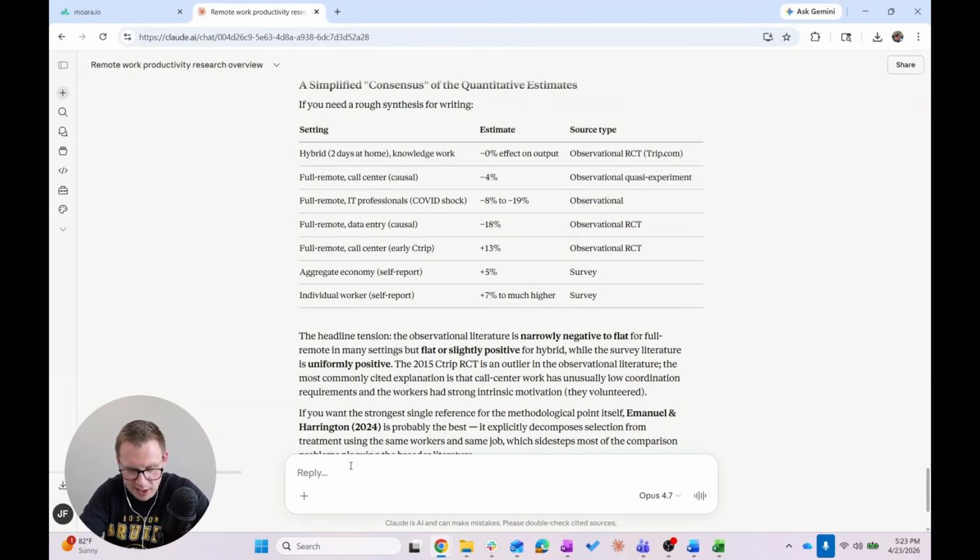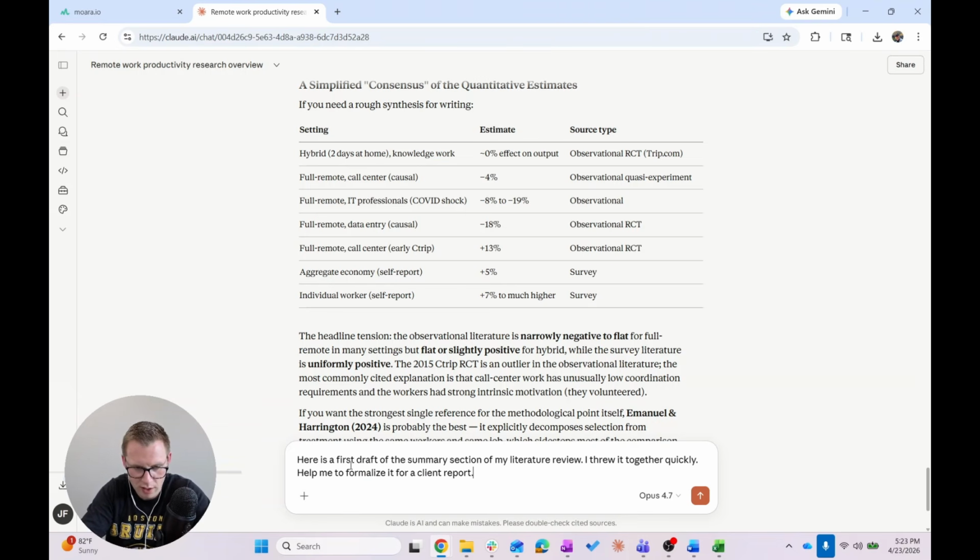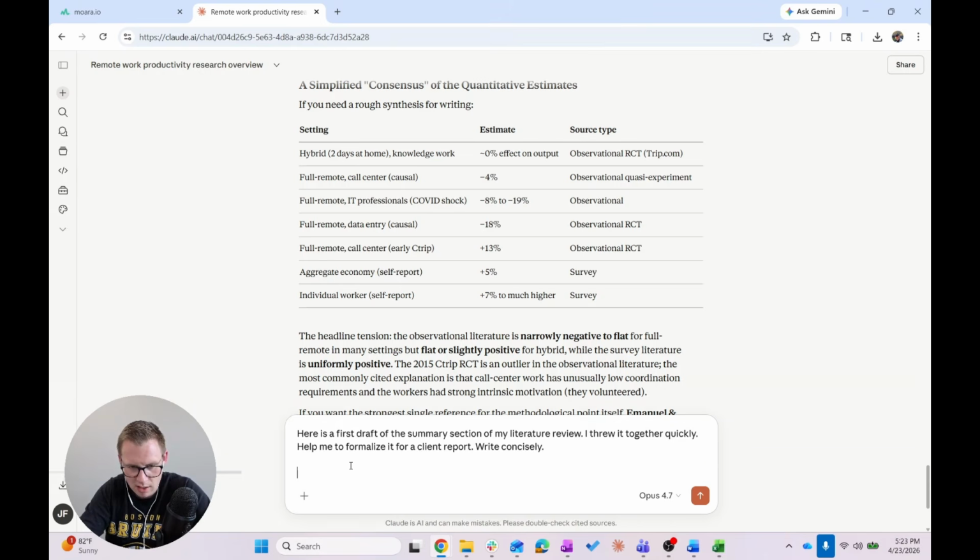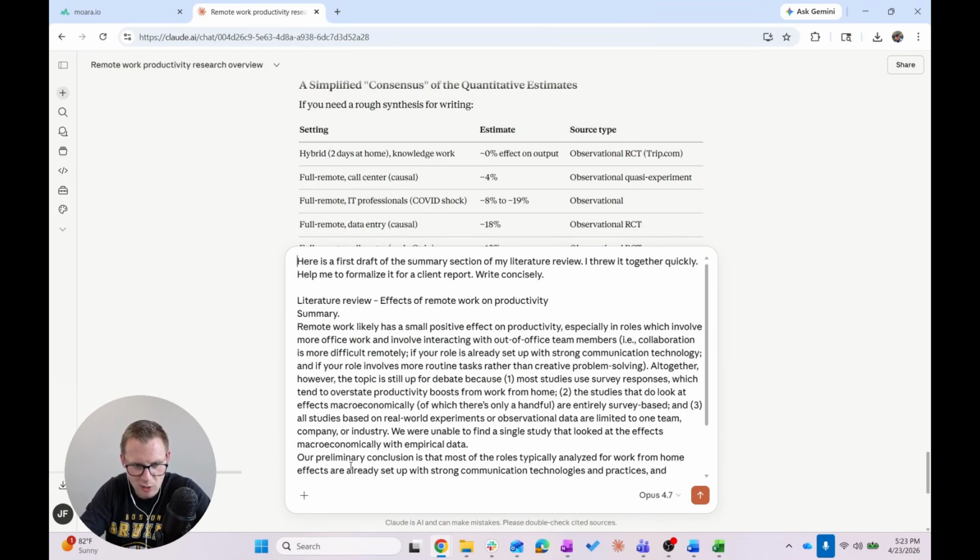I'm going to put this in here and I'm going to say something along the lines of, here is a first draft of the summary section of my literature review. I threw it together quickly. Help me to formalize it for a client report. Write concisely. And let me paste it in and let's see what this looks like.